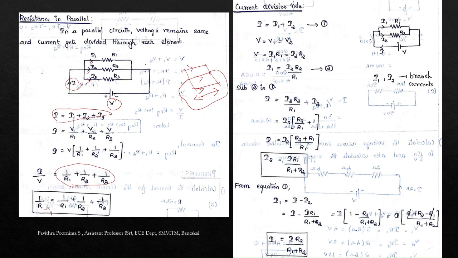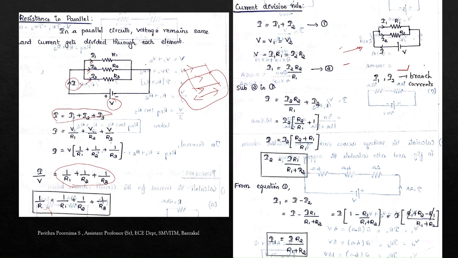And next, the current division rule. For the parallel connection, the current will be divided, so to find the current through the individual elements, like I1, I2, I3, we use the current division rule. Here the current division rule is applicable for two elements connected in parallel. So we are considering two resistances R1 and R2 in this circuit, and I1 and I2 are the branch currents. To find I1 and I2, we use the current division rule.